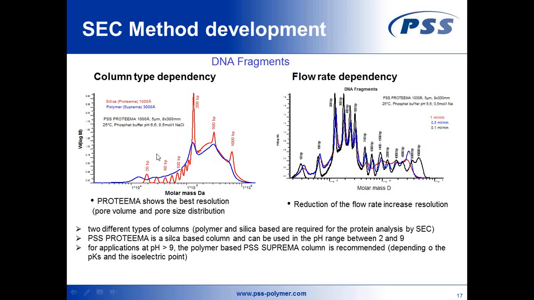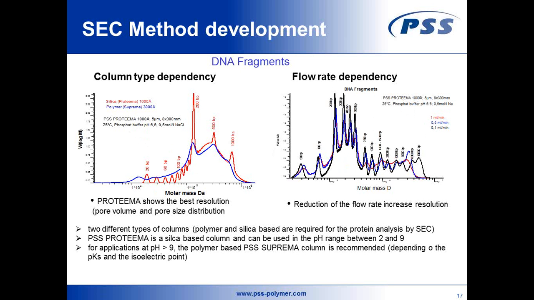And as you can see, the base pairs are much better separated on the silica-based material than on the polymer-based material. Secondly, if I take the silica-based material and reduce the flow rate, as shown on the right-hand side, I can further increase the resolution according to the theory of SEC. You see the variation of the flow rate from 1 mil per minute down to 0.1 mil per minute, and it shows how nicely you can improve your resolution for these various base pair DNA fragments.